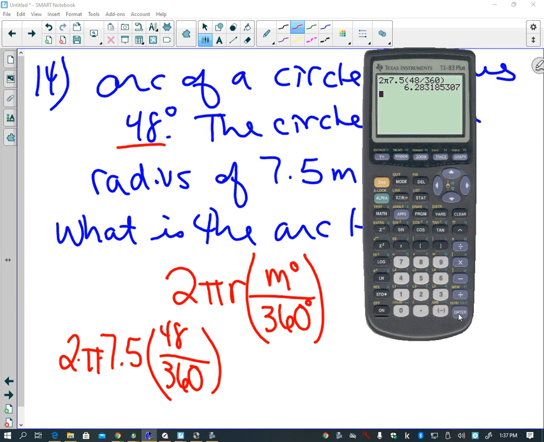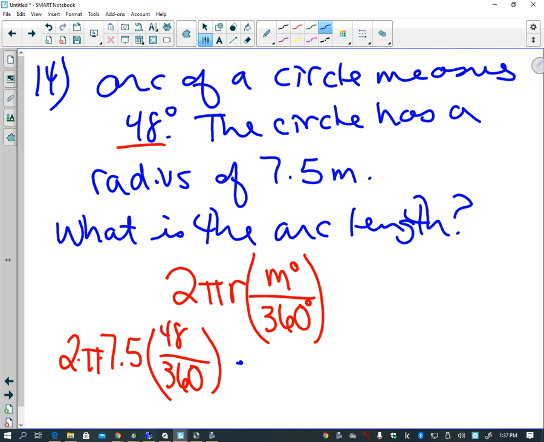So it wanted it to the nearest hundredth, right? So our answer would be 6.28 meters squared, or sorry, just 6.28 meters. Why is it not meters squared? Because we're not finding area. We're just finding length of something. Okay?